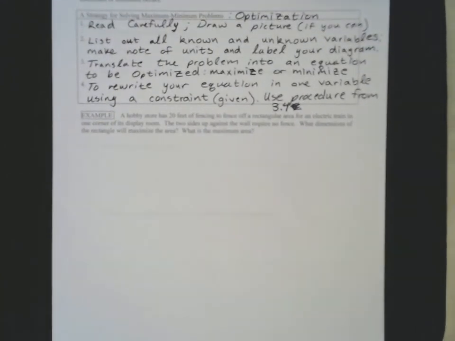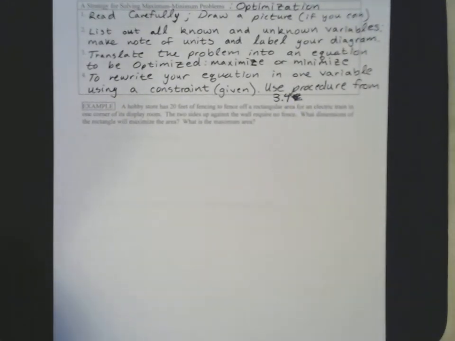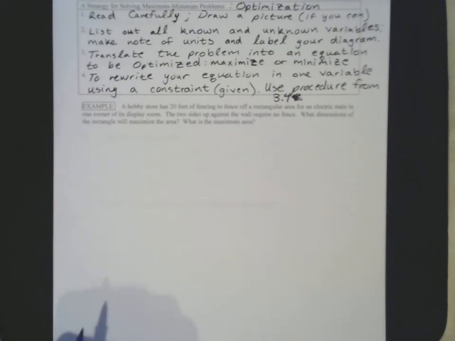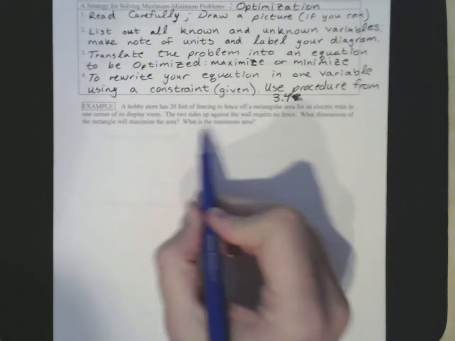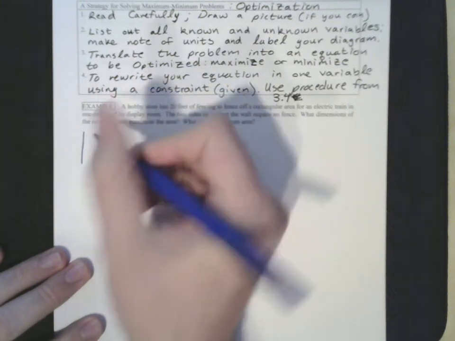Okay, so we're going to walk through 3 typical examples, typical problems that you would see for optimization. So in this one we have a hobby store. It's got 20 feet of fencing to fence off a rectangular area for its electric train display, and it's in the corner of the room. And the 2 sides against the wall don't need any fencing. And we want to know what the dimensions of the rectangle will maximize the area and then what that maximum area is. So this is one of those cases where drawing a picture is very useful.